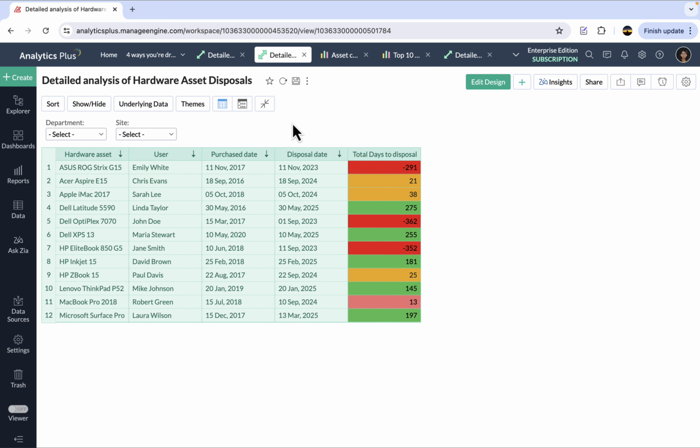IT admins can use this analysis to identify every outdated hardware asset across the organization and closely monitor those that are nearing their recommended disposal dates. This allows teams to immediately address assets operating past disposal dates and implement timely actions to handle those nearing disposal.